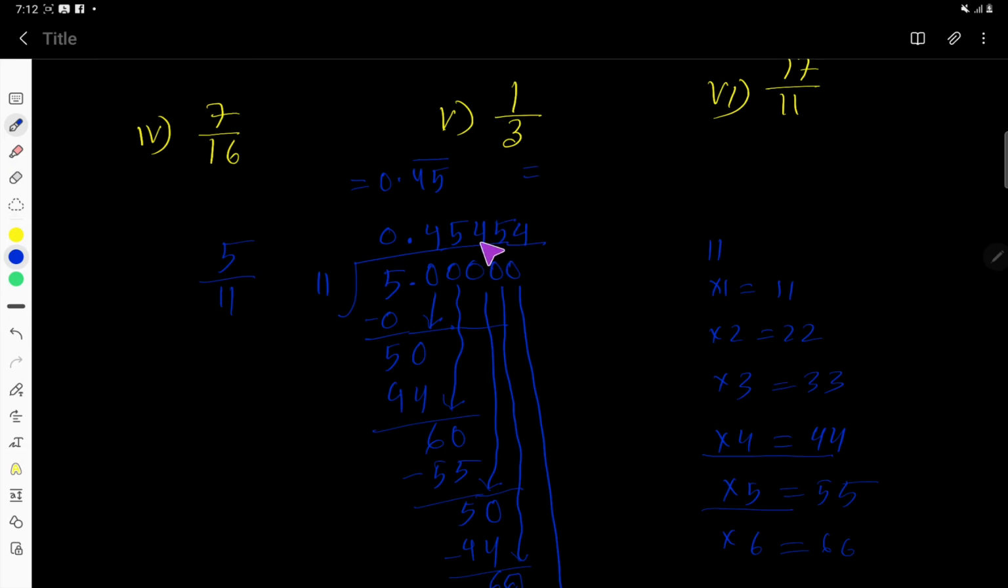Or if you want to round to 3 digits of the decimal, then you can write 4 5 and the third digit. So we are leaving 5. 5 means we have to add here 1, right? So we can write 4 5 5 if we round to 3 digits after the decimal, right?